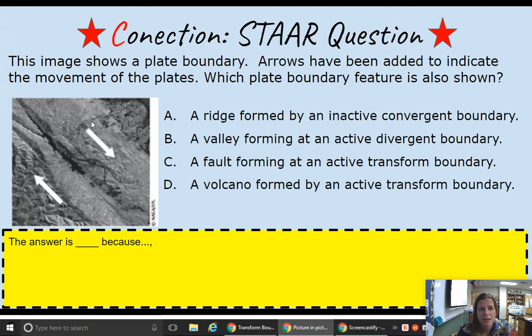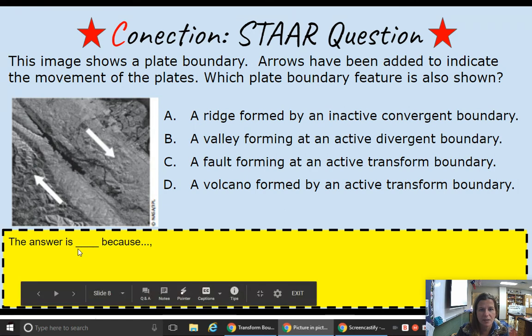Analyzing a STAR test question. The image shows a plate boundary. Arrows have been added to indicate the movement of the plates. Which plate boundary feature is also shown? So here, a fault forming at an active transform boundary. You can see the fault here.